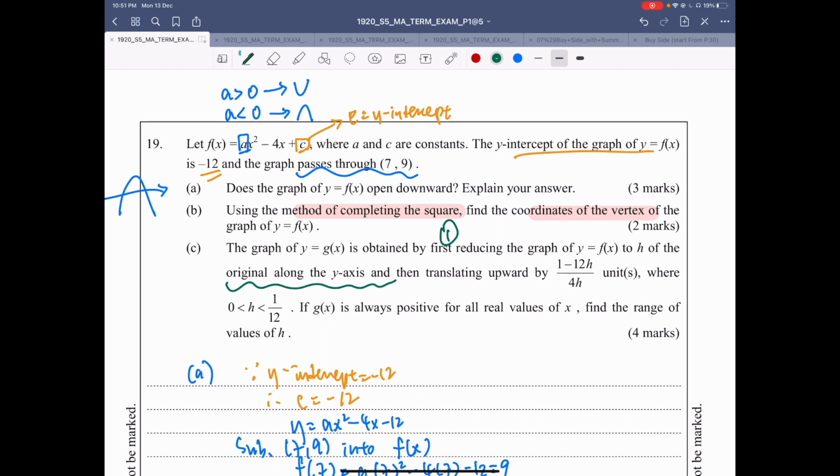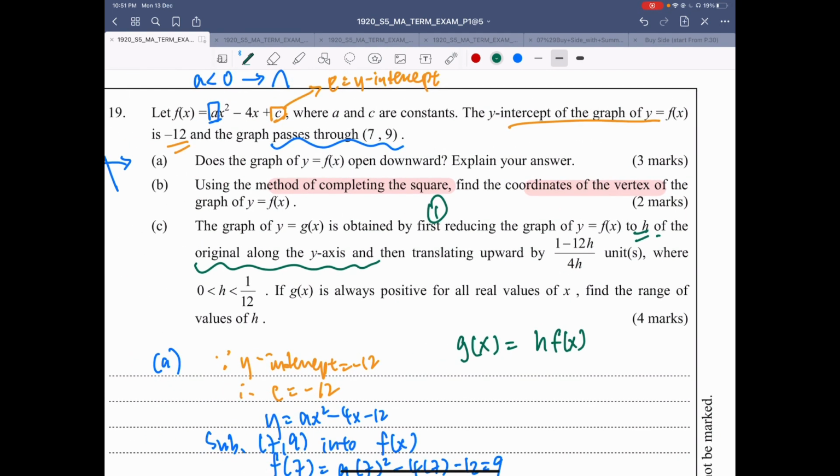It means that along the y-axis, it is about vertical movement. So it should be g(x) equals to what? h f(x). h is the factor, right? Okay, so g(x) equals h times f(x). So you are reducing it to h along the y-axis, okay?